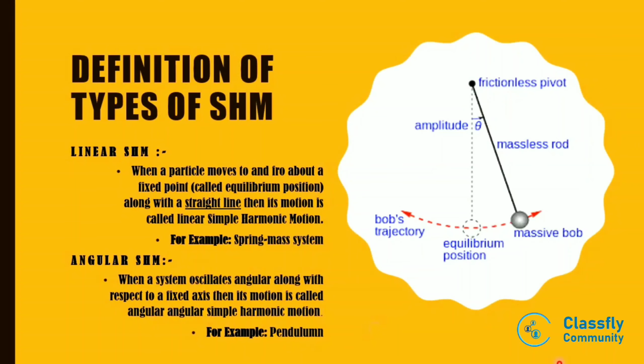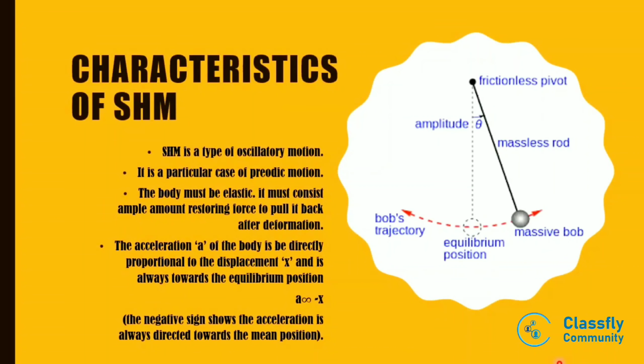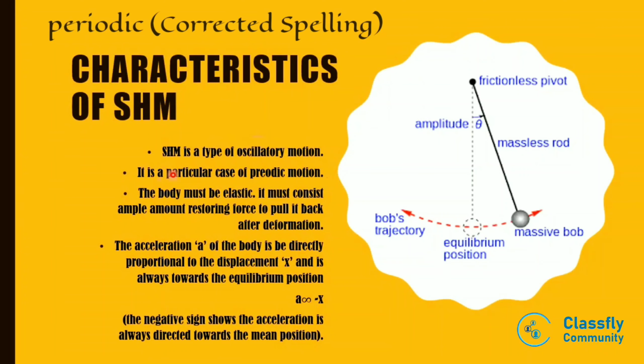We have done the definition of SHM and examples of SHM with its types. Now we will move on to the characteristics of SHM. The first characteristic: SHM is a type of oscillatory motion. You can see a ball moving in one direction, then the other. That means it is oscillating. You have seen the grandfather's clock, right? It moves to and fro. All those are oscillatory motion. Also, SHM is a particular case of periodic motion.